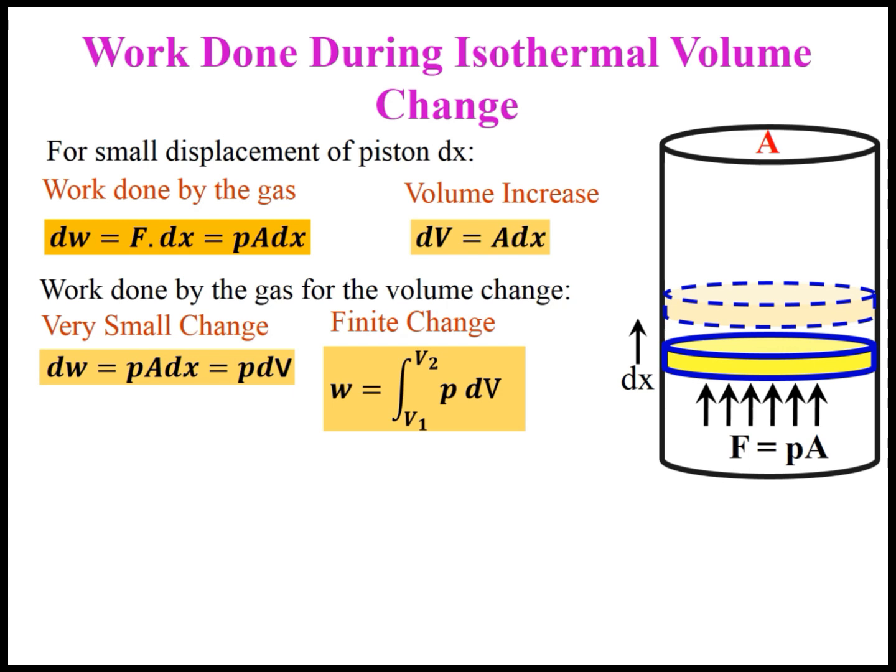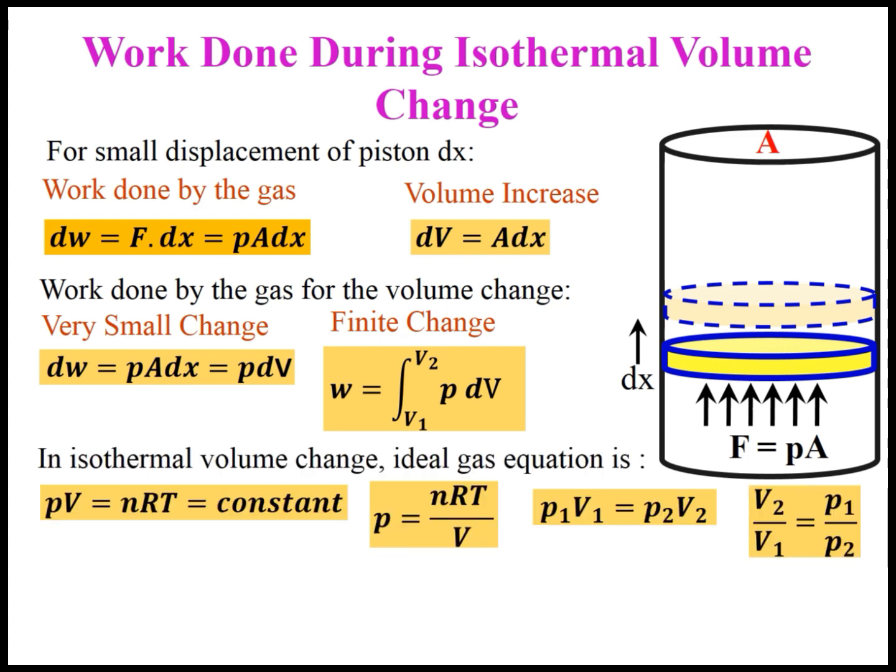Using the ideal gas equation PV equal to nRT, we can find that P is equal to nRT over V. Due to the isothermal process, T is constant and thus nRT is constant. Therefore, PV is constant, or we can write P1 V1 is equal to P2 V2. Also, we can write it as V2 over V1 is equal to P1 over P2.